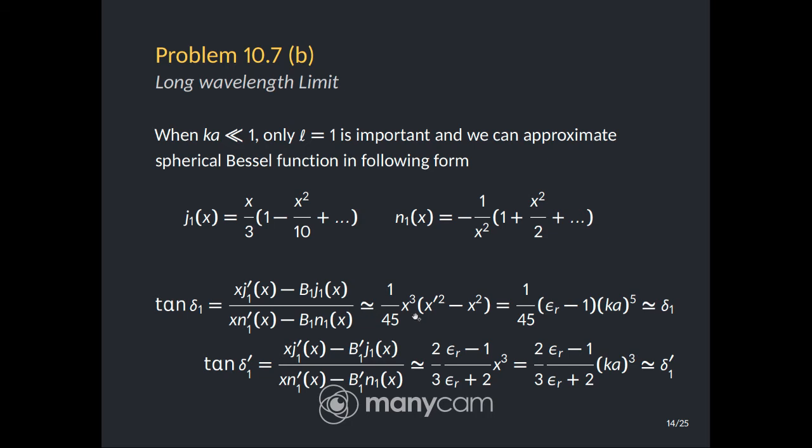And after we rewrite x and x prime in terms of Ka and epsilon r, we can find that tangent delta 1 is proportional to (Ka) to the power 5, and tangent delta 1 prime is proportional to (Ka) to the power 3. So clearly tangent delta 1 prime is greater than tangent delta 1. And because we take the long wavelength limit, both tangent delta 1 and tangent delta 1 prime are very small numbers, so they are approximately equal to delta 1 and delta 1 prime respectively.